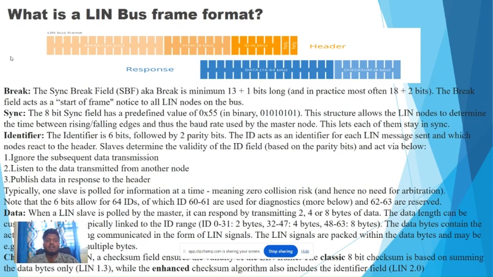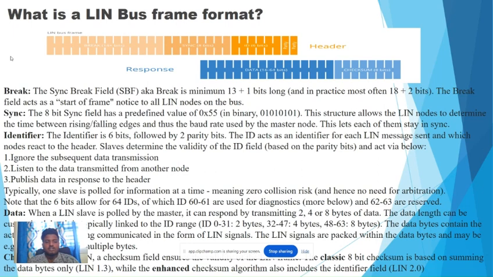Identifier. The identifier is 6 bits followed by two parity bits. The ID acts as an identifier for each LIN message sent and determines which nodes react to headers. Slaves determine the validity of the ID field and act in one of three ways: ignore the subsequent data transmission, listen to the data transmitted from another node, or publish data in response to the header.